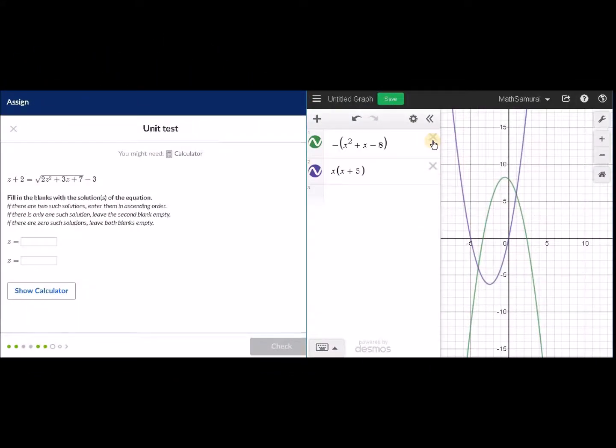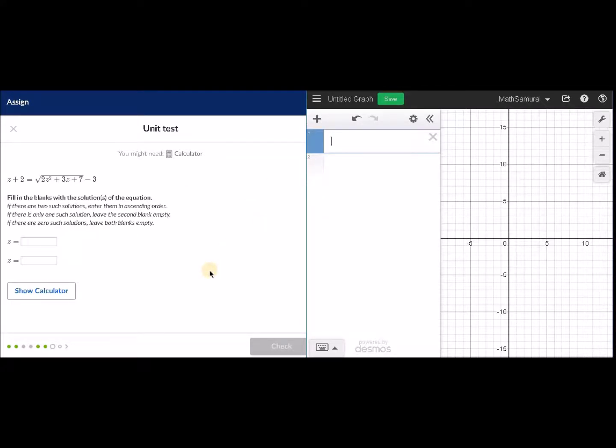Next up, x, we'll say z. We'll never use z in here. We'll use x. But x plus 2 equals this. Fill in the blanks for the solutions of the equation. Once again, easier than ever.